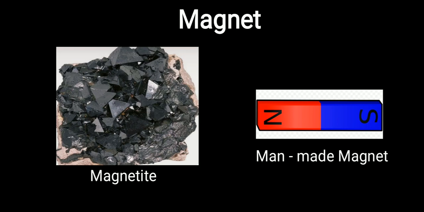And magnets come in different shapes and sizes. All magnets have two ends called the North Pole and the South Pole. The North Pole is marked as N and the South Pole as S on a man-made magnet.